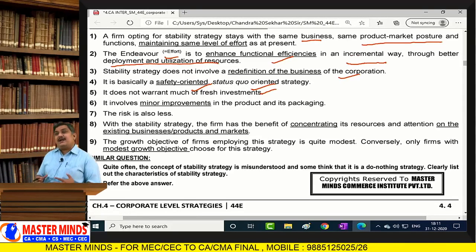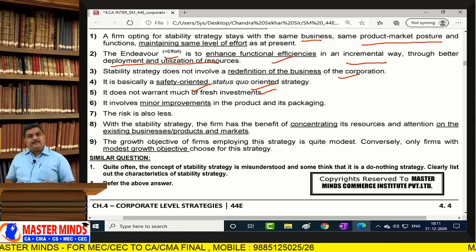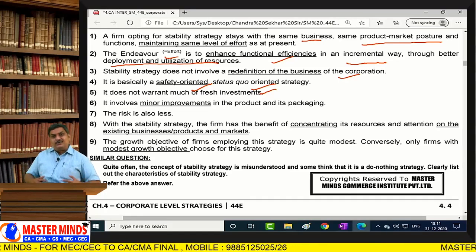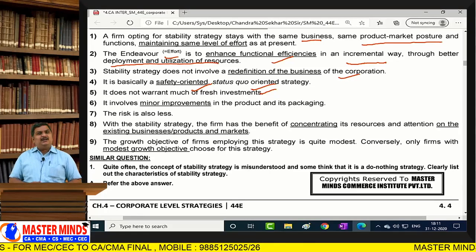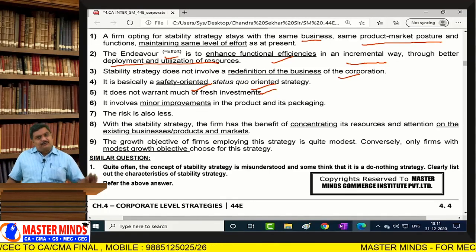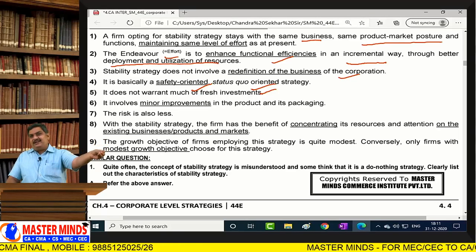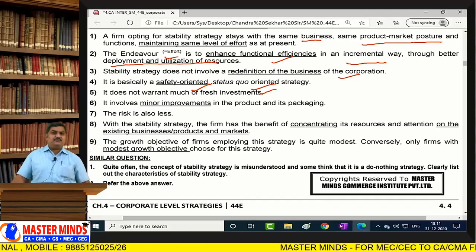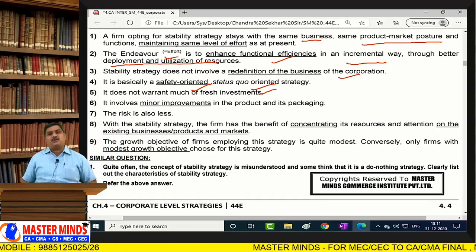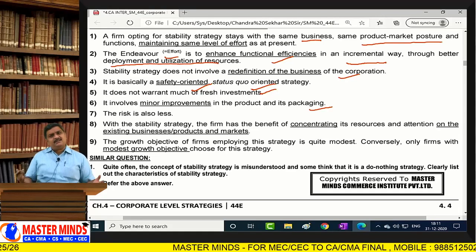See, whenever you enter into a totally new set of business, you require fresh investment. But if you decided to continue with the same business and same product, large investments are not required. Of course, you require some small investments for upgradation of your machinery and all. But large, huge investments are not required in stability strategy. It involves minor improvements in the products and yes, nothing wrong.